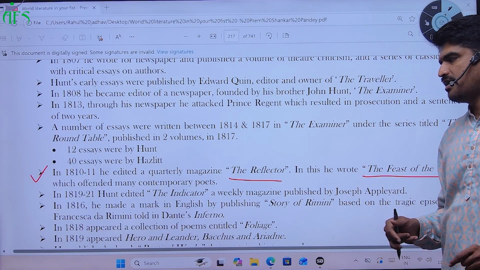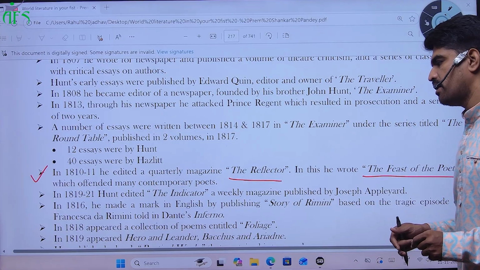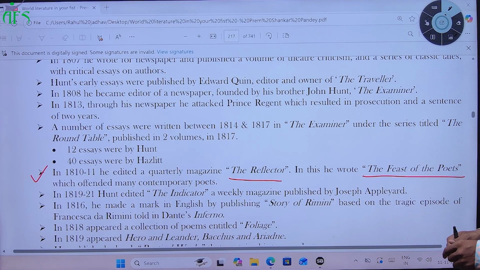Now in 1819 to 21, Hunt edited The Indicator. It was a weekly published by Joseph Appleyard. Okay, so he made a mark in English by publishing The Story of Rimini, based on the tragic episode of Francesca da Rimini told in Dante's Inferno.